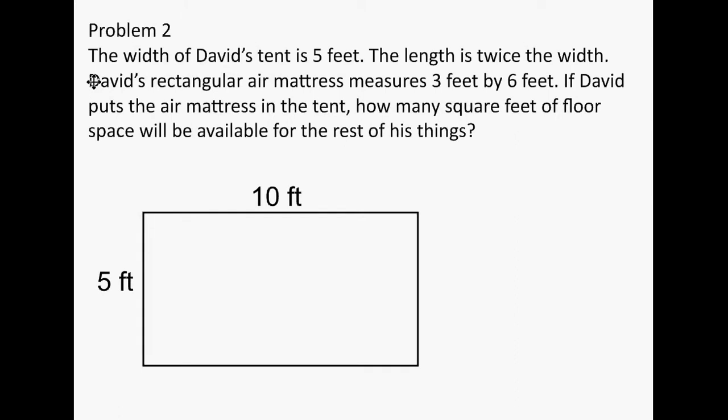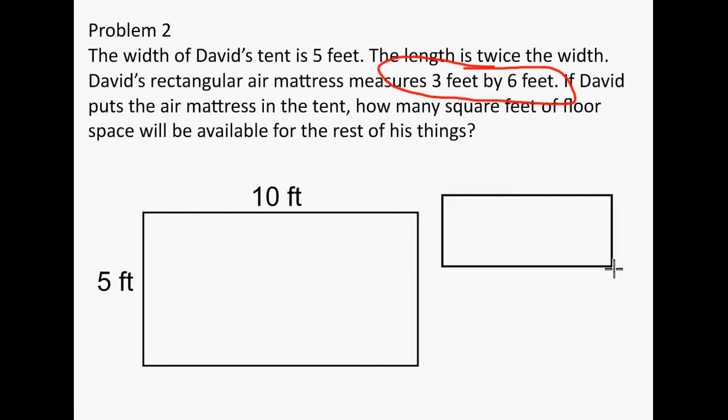Good. Now it says David's rectangular air mattress measures 3 feet by 6 feet. So this is the part that we need to figure out right here. Okay, so let's draw his mattress. Okay, so here's 3 feet. Let me write this down.